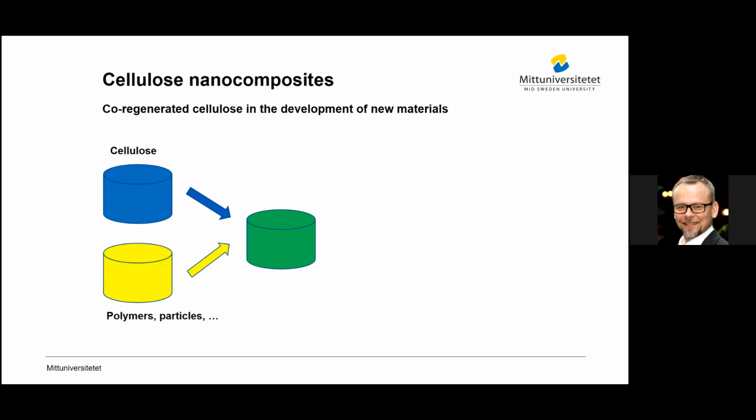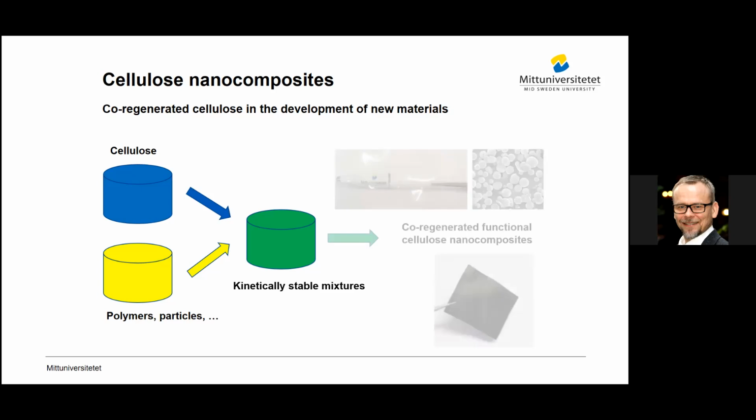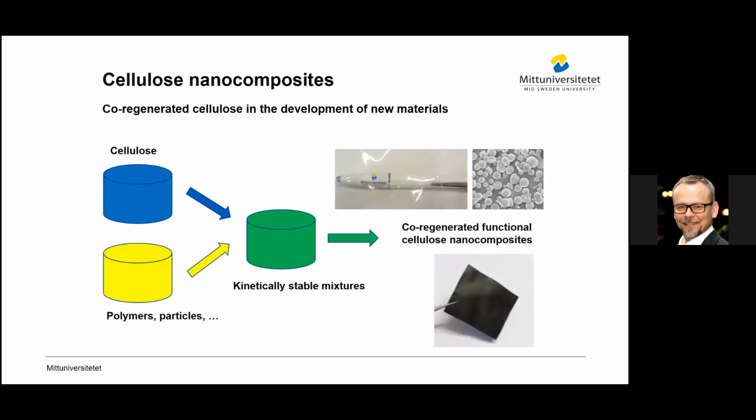So if you have cellulose in these solutions, and then you have polymers or particles that can be dissolved in the same way, or particles that can be dispersed, and then you mix them together, you can get these kinetically stable mixtures, which of course, if you wait, will phase separate. But if you want to do something with them, you have quite a lot of time to do it. So if you just mix them and do your trick, you can produce a lot of different kinds of co-regenerated functional cellulose nanocomposites.